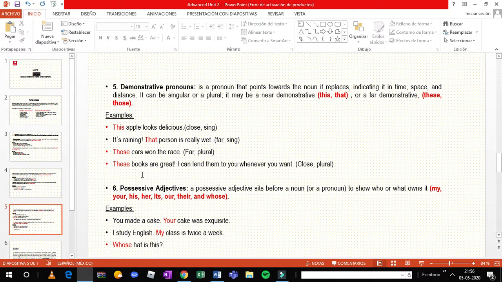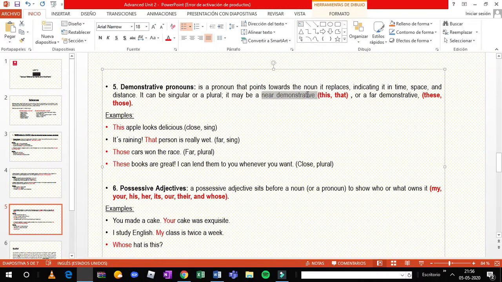Demonstrative pronouns. We finish with these two. A demonstrative pronoun points towards the noun it replaces, indicated in time, space, and distance. It can be singular or plural. It may be a near demonstrative or a far demonstrative. In the case of near demonstratives, es decir, los que indican cercanía, tenemos this and these. Esa es la diferencia, ¿cierto?, entre una y otra.